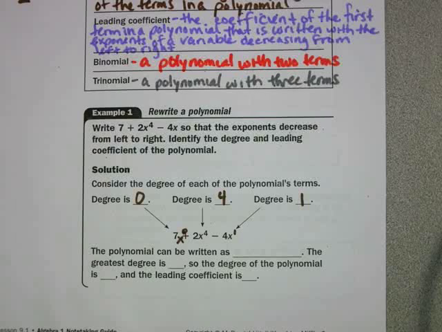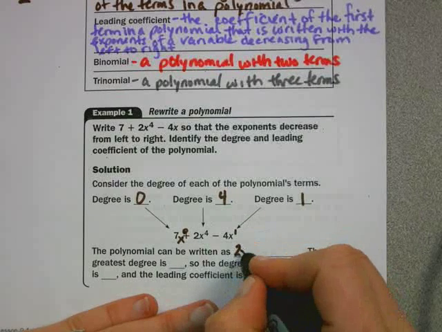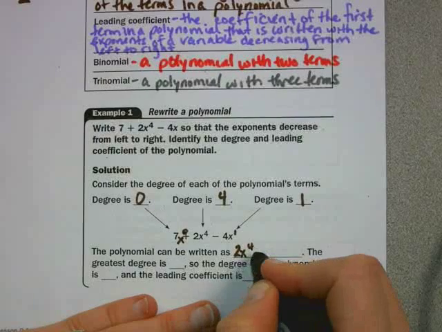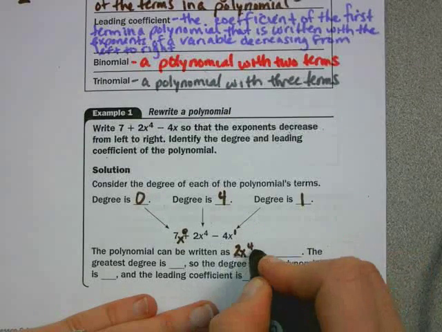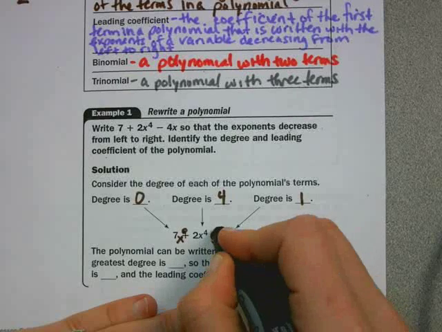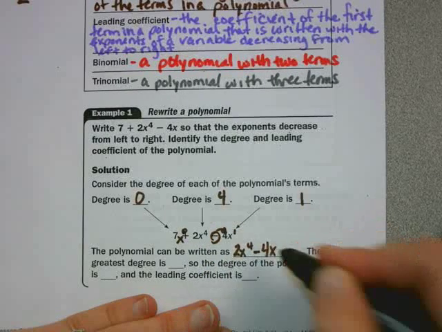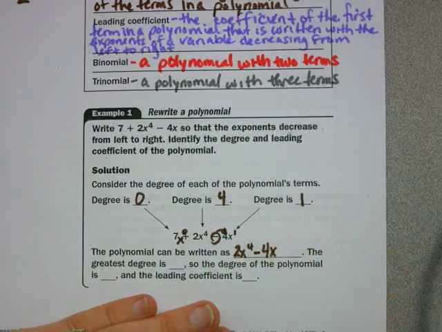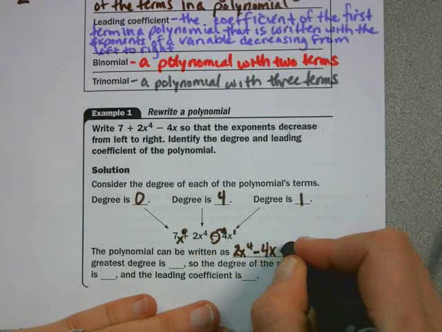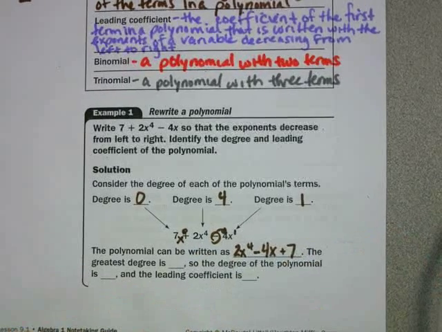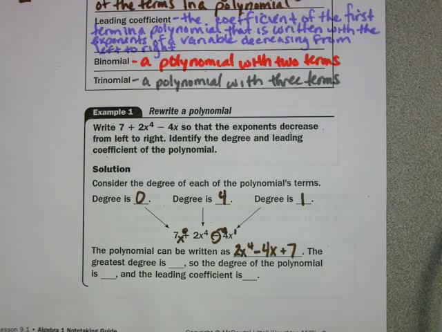So I need to write them so they are in decreasing order. The greatest one was 4, so that is 2x to the 4th. The next one is the degree of 1, so it's minus, because this minus sign is linked to this guy. It's minus 4x, or you could have made it plus a negative, so you linked it even more. And then it's just plus 7. And we don't really write x to the 0 power. That's too much writing for mathematicians. We just know it's 7.